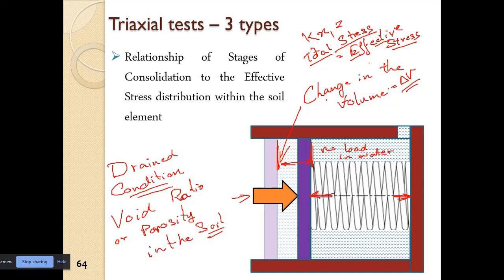And then we see that there is a change in volume, and this change in volume is brought about by drainage of water out of the pores of the soil. So whatever volume change has occurred is basically the reduction in the void ratio or the porosity of the soil. So that is the consolidation.